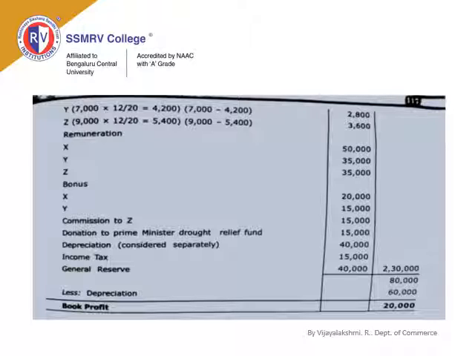Donation to Prime Minister Relief Fund 15,000 is taken. Depreciation, that is the amount you have recorded in the P&L account, is shown as an addition, 40,000. Income tax 15,000 is taken here. General reserve 40,000 is taken here. Put together, the total is 2,30,000. We need to remember there is a loss of 1,50,000. So 2,30,000 minus 1,50,000 will be 80,000, from which the depreciation allowed by the tax department, 60,000, is to be deducted. Therefore, the book profit will be 20,000.